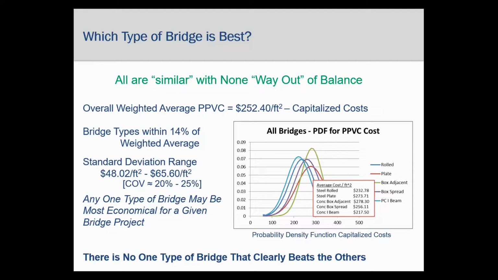Moving down this list, knowing that the standard deviations for the different bridge types range from $48 to over $65 per square foot, or a better way of looking at that is coefficients of variation range from 20 to 25%, means that if they're within 14% of the weighted mean and their coefficient of variation is 20 to 25%, that means that any one bridge type may be most economical for a given bridge project. There is no one type of bridge that clearly beats the others.